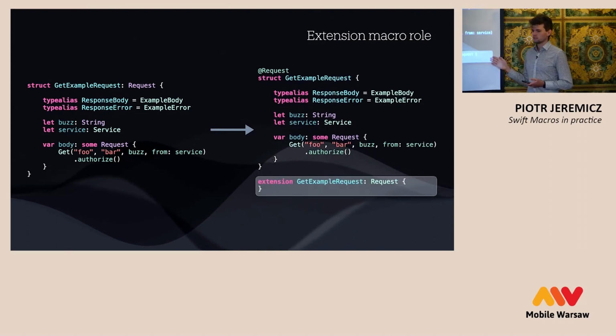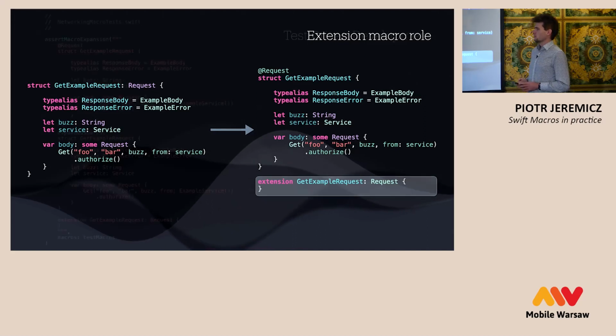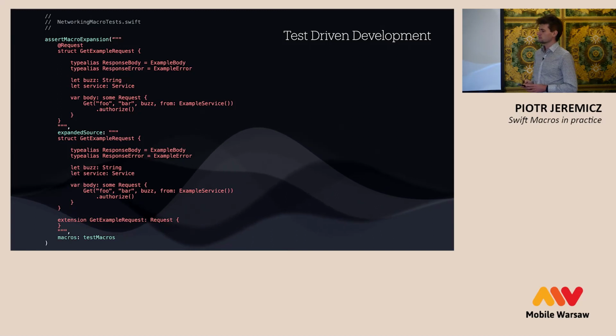What we expect is that the macro will generate for us this kind of code. So it will be the extension that will inherit from the request protocol. Yeah, simple. And for this simple solution, we'll make a test. So this is a good point.